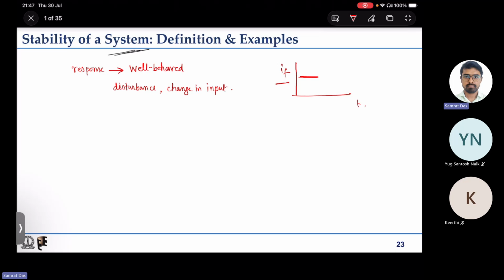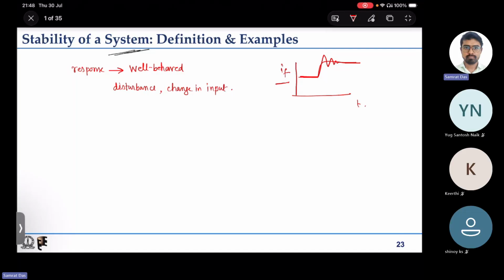But if the current either increases and then stabilizes to another steady value, or oscillates for some time and then eventually settles at some other value, it may increase or decrease based on the disturbance and input that you are giving, but the question is whether the response is well behaved and whether it is settling at the new steady state value, or going to instability because of the disturbance or the change in input. That is the definition of stability of a system.